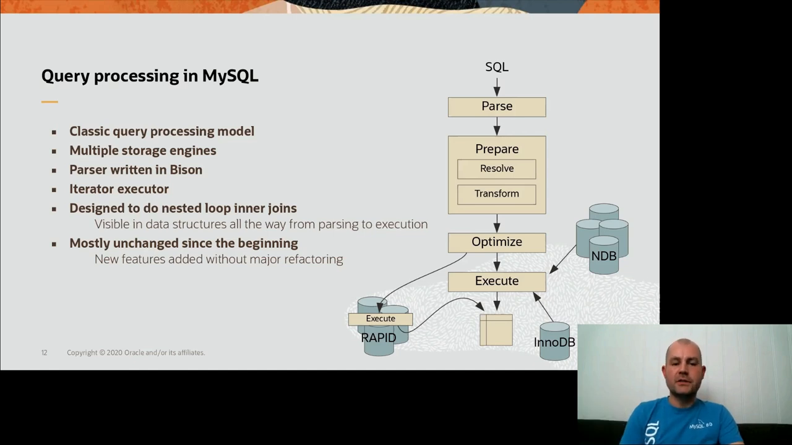Let's see, yeah, the parser is Bison, and the executor is a typical Volcano iterator executor. What's a bit special about MySQL is that the design, as I said, started out simple, and it's very much designed to do nested loop inner joins. That's the idea behind the whole thing. You can see it in all the data structures from the parser to the executor. That was the intent. And everything else has been added on as you go, but no big refactorings. And that's the reason for the work we've been doing lately.